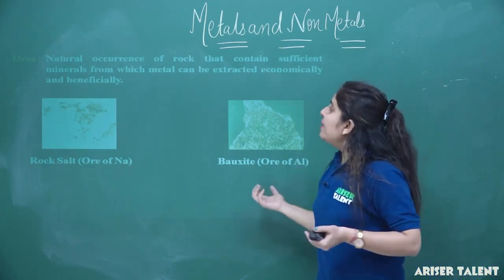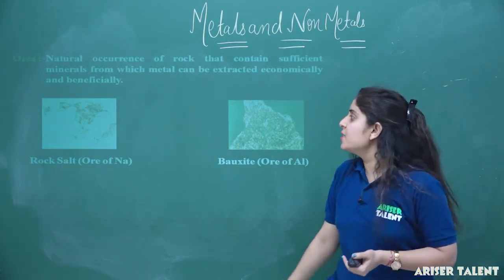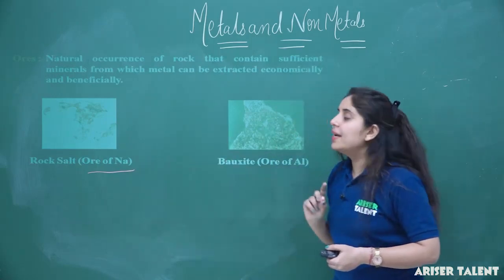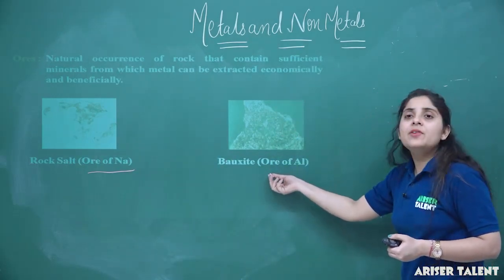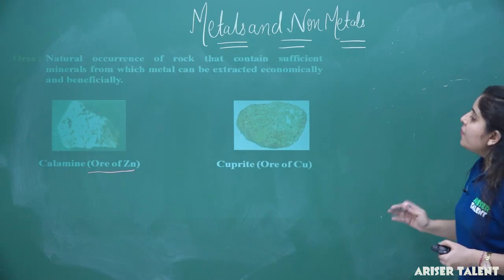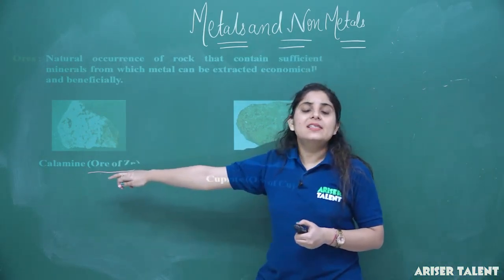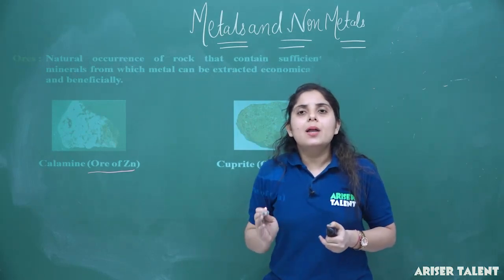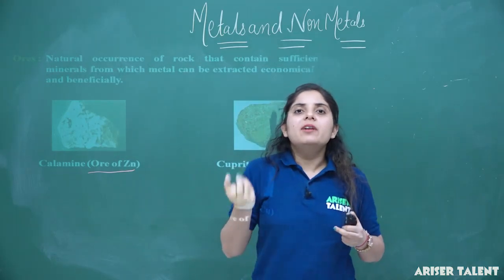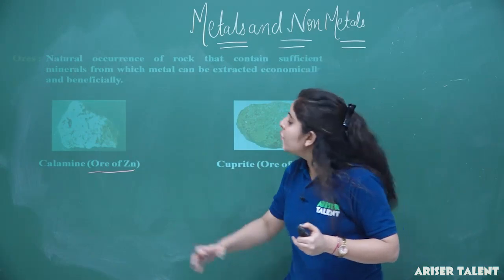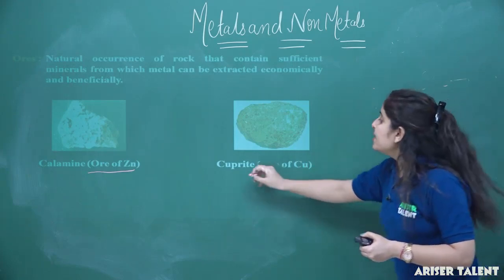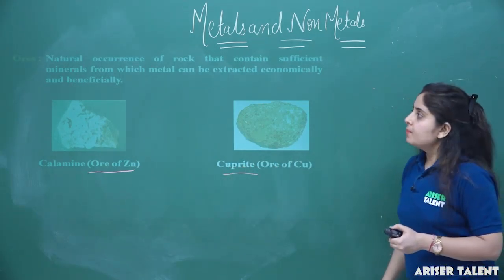Minerals are actually naturally occurring substances that are found in the earth's crust. The ore of sodium is basically rock salt. The ore of aluminium is the bauxite ore. For the ore of zinc, I have already discussed calamine. Calamine means zinc carbonate, ZnCO3. You have usually heard the advertisement on TV about the lacto calamine solution. So it is that calamine we have used here. Next is copper. The ore for copper is cuprite. It is usually a sulfide ore.